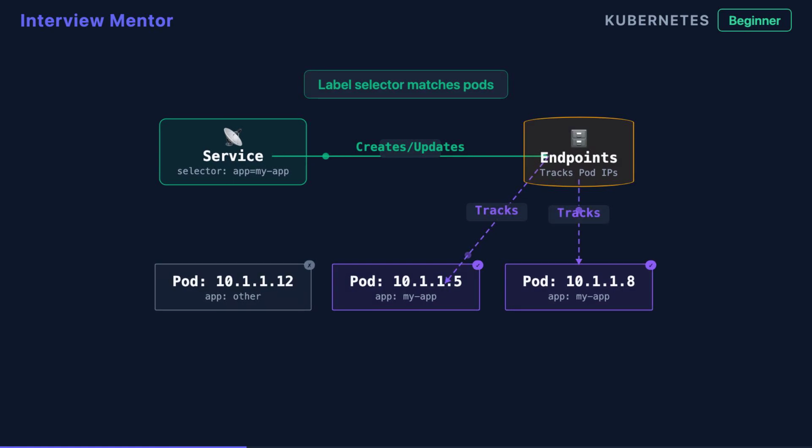Services use label selectors. When you define a service with a selector like app equals myapp, Kubernetes creates an endpoints object, or in newer clusters, an endpoint slice, that tracks all pod IPs matching those labels. As pods scale up or down, these endpoints update automatically.